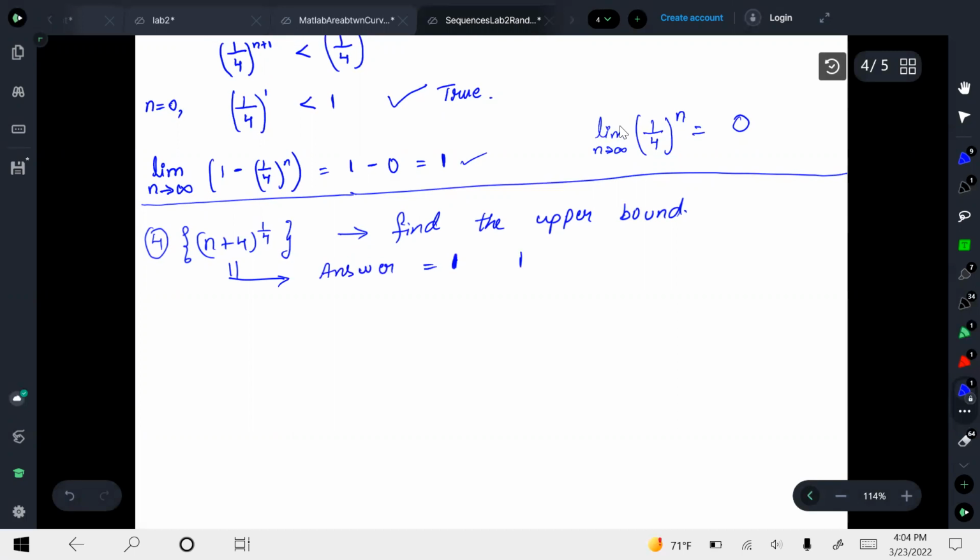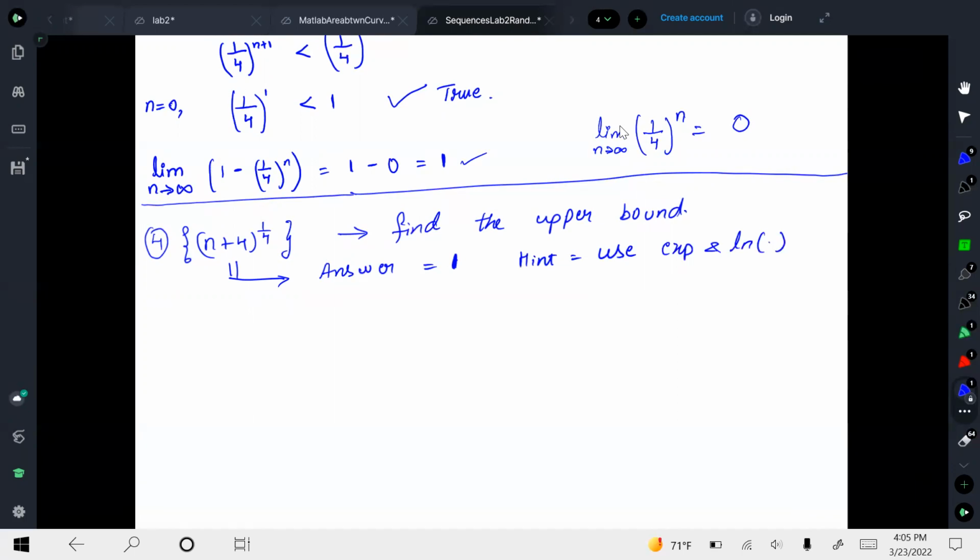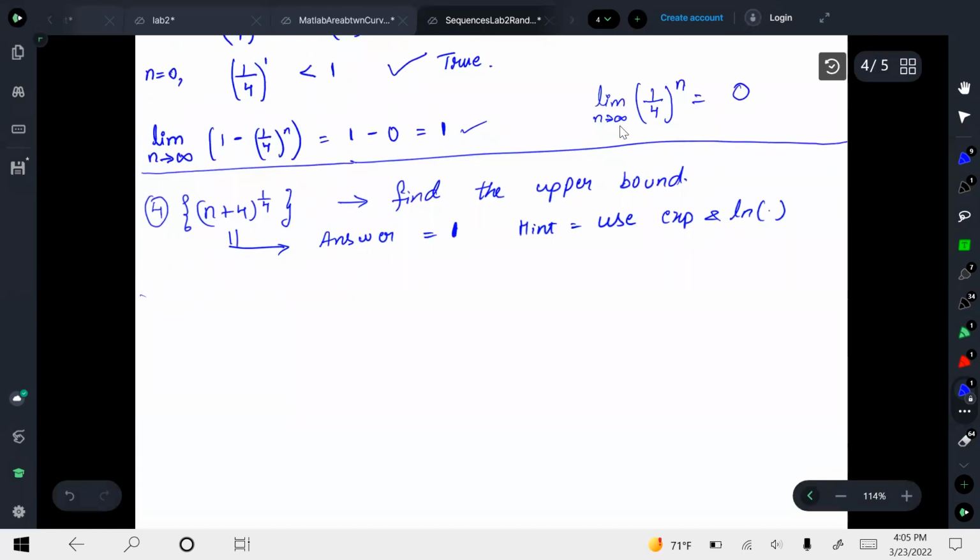Idea or hint: use exp and ln of the function. Okay, use this idea and get the answer for this problem number 4.